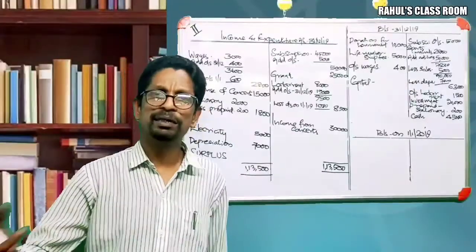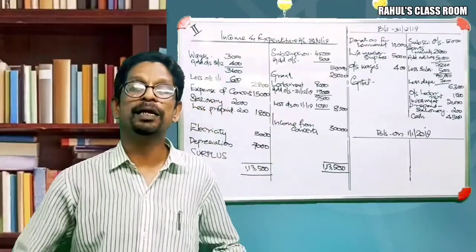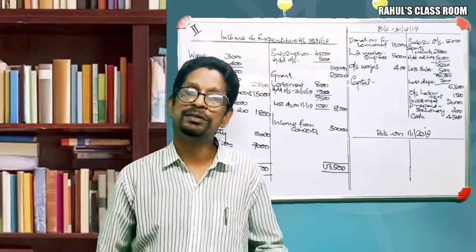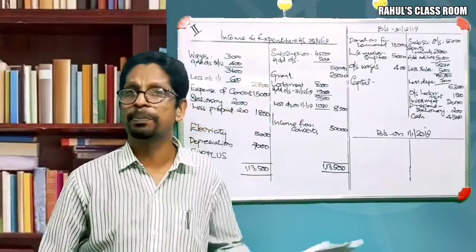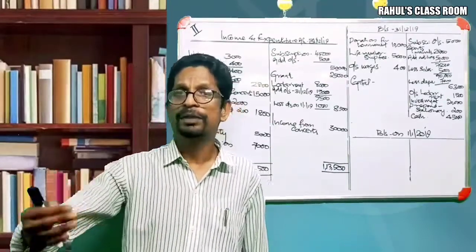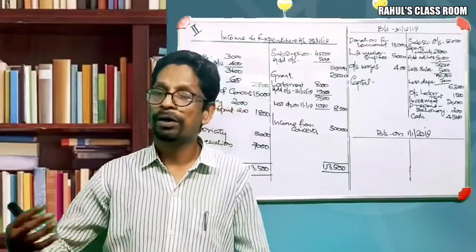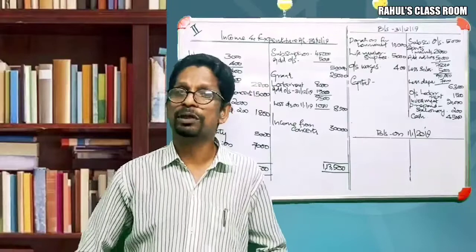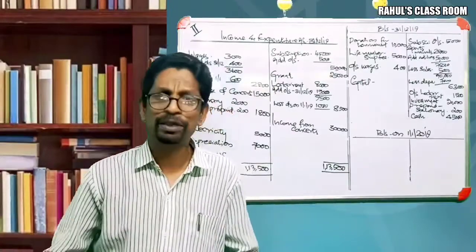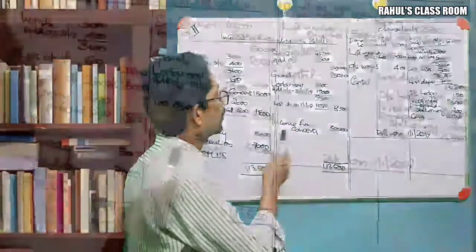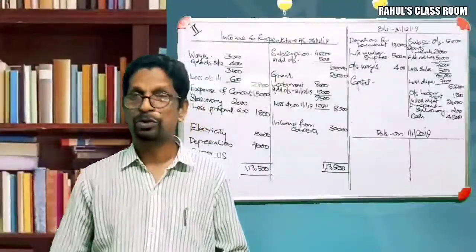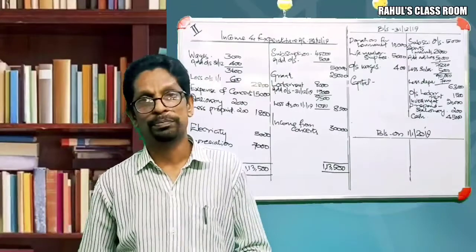Next item given: income from concerts. That means income from different programs undertaken by the non-trading organizations, like we told in the previous videos, say the income from magic shows, or the income from drama, or income from music nights, or melody programs, etc. It's normal income. So we can treat this item here, income from concerts, rupees how much? 30,000.